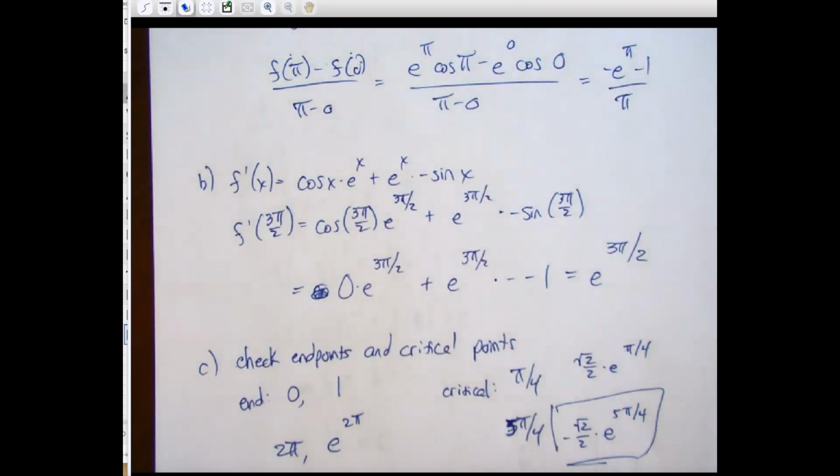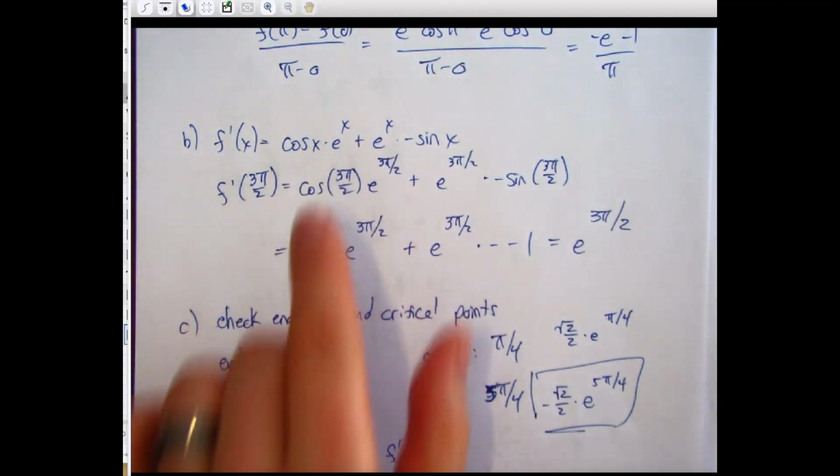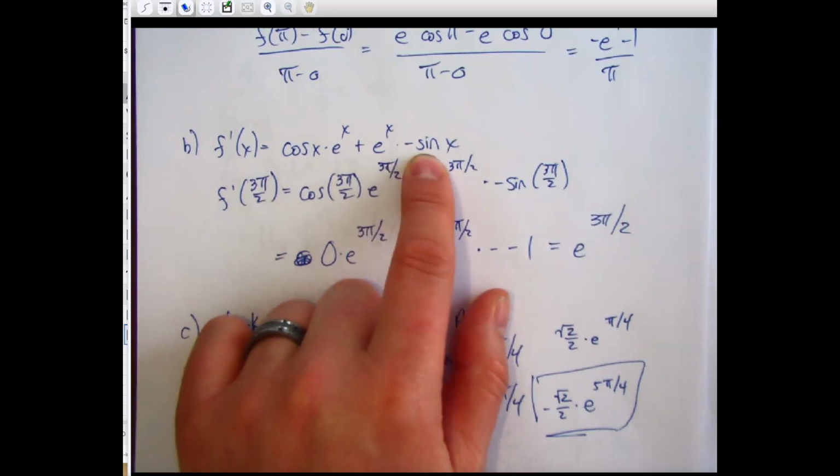Part B says, what's the slope of the tangent line? Okay, well now we're talking derivative. So remember product rule. I got to do the second thing times the derivative of the first thing plus the first thing times the derivative of the second thing. And this is what they're going to do.